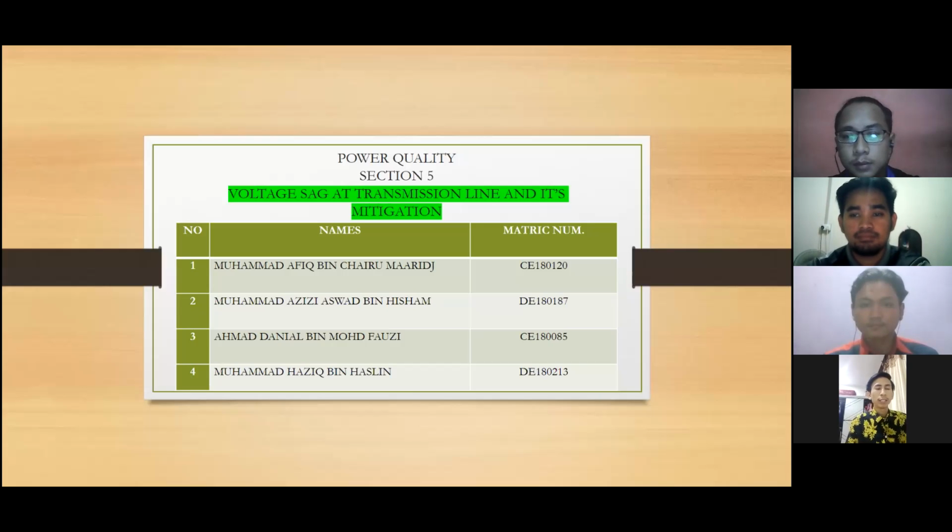Assalamualaikum warahmatullahi wabarakatuh. Today our group will present about voltage sag at transmission line and its mitigation.